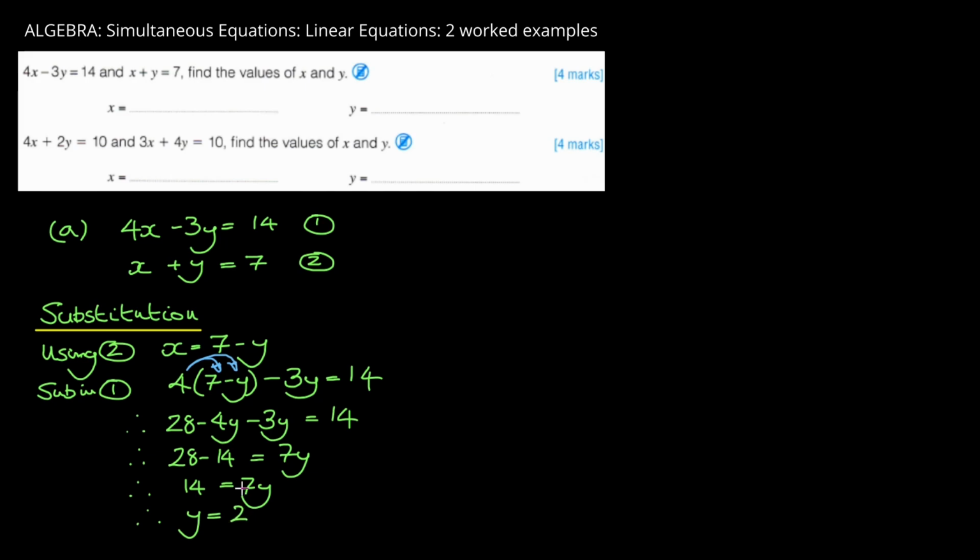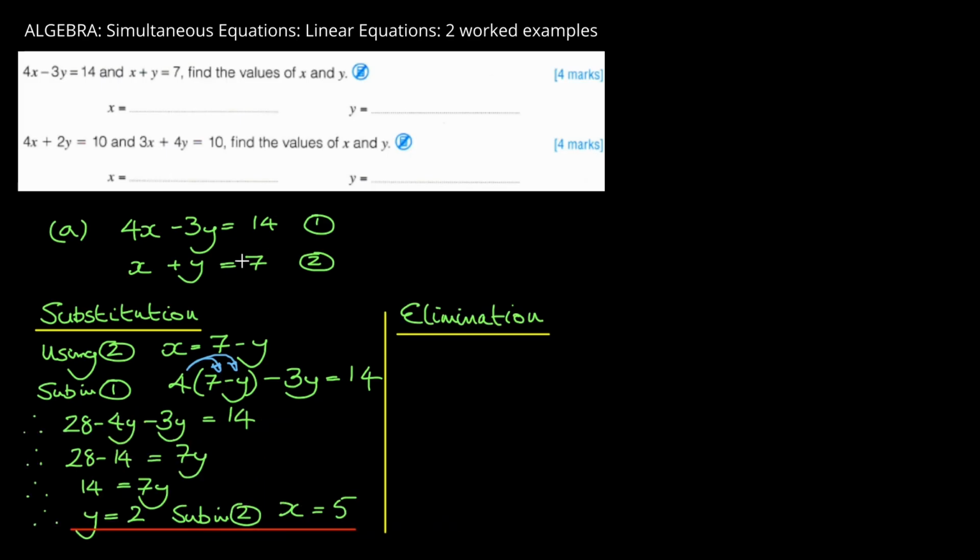Now we take that value and pop it into the simpler of the two equations, which is equation 2. So sub in 2, this 2 hops over here, and we get the answer that x is equal to 5. And there are the two answers.